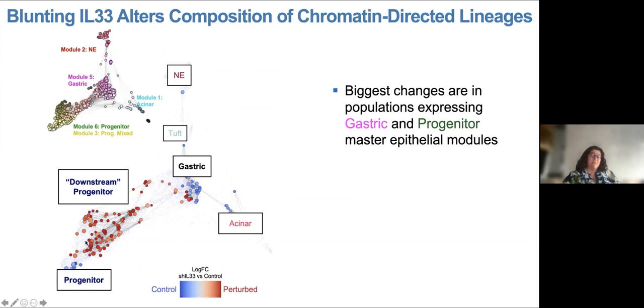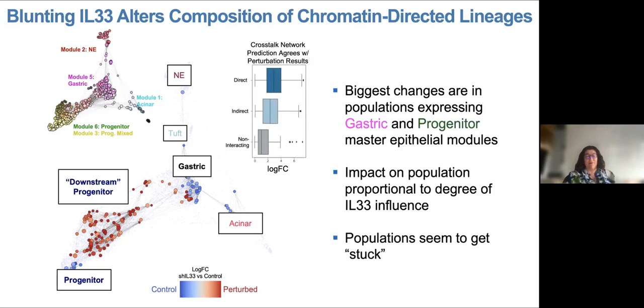We have the progenitor module, something downstream of the progenitor module, the gastric module, and we can see where are the biggest changes. And the biggest changes are indeed in these 2 meta hubs of the gastric and progenitor master epithelial modules. And again, we map each cell. I mean, these modules are really defined by genes, but we can map these gene programs to cells, asking what is the gene program that the cell is most strongly expressing. So the cells that are most strongly expressing this gastric program right here, these cells are being heavily depleted in the perturbation, in the IL-33 perturbation.